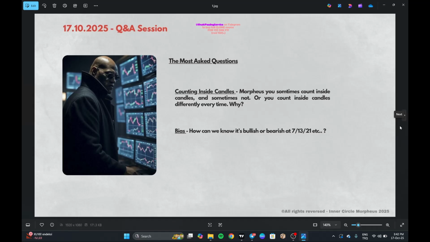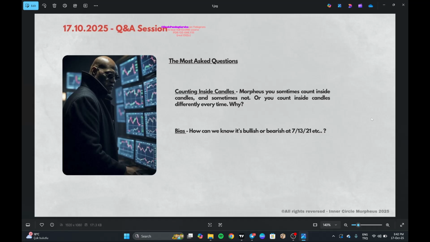So let's look at the first most asked question here: counting inside candles. Many people told me that, Morpheus, you sometimes count inside candles and sometimes not, or you count inside candles differently every time. Why? Now I need to explain this here.